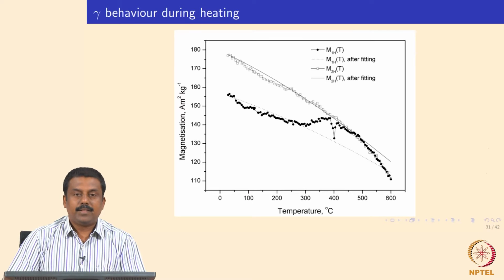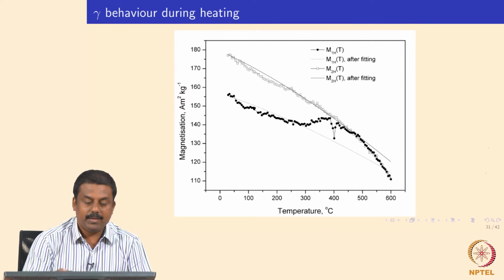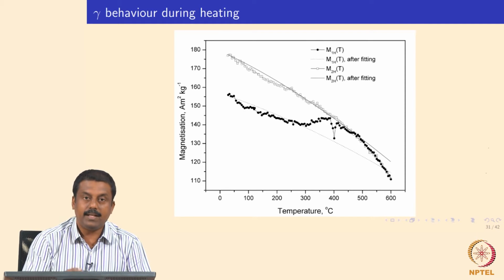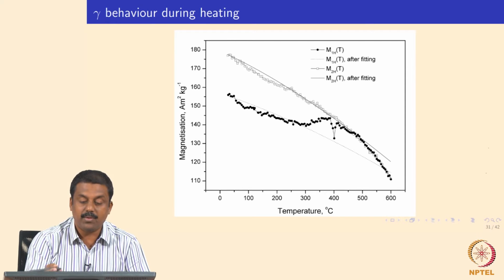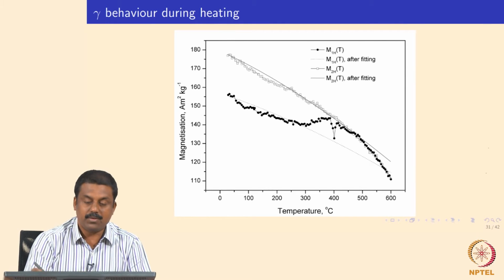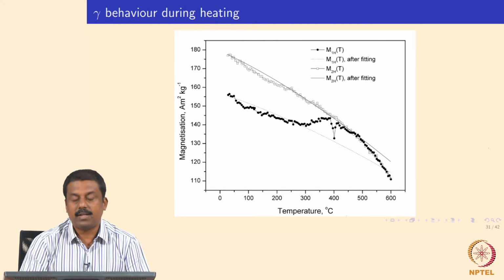So, we looked at the stability of retained austenite when heating to higher temperatures using the magnetic saturation method. We looked at the effect of temperature on the mass magnetization of the sample containing retained austenite. When the sample is heated to higher temperatures, the retained austenite decomposes into ferromagnetic phases. For example, I showed you a graph, shown in this slide, where the mass magnetization is measured as a function of temperature.